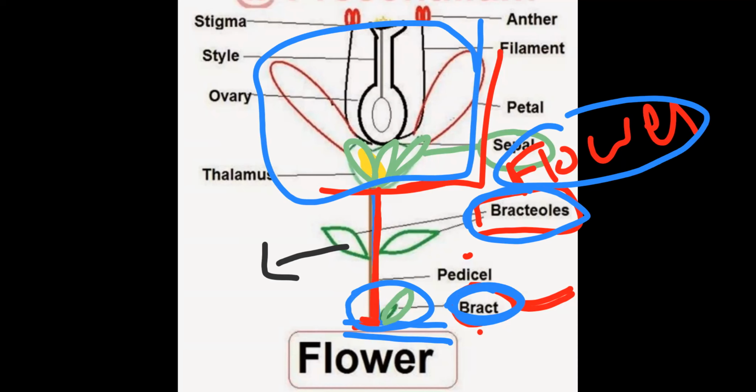See, both are small, leaf-like, greenish structures. Remember, bract and bracteole both. Bract is single, bracteoles may be in pair. All of you clear with this? Quickly tell me.